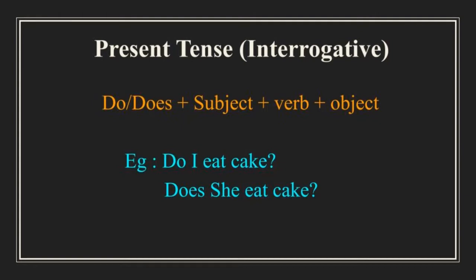And then the next example is: does she eat cake? Does is used for third person singular, and she is the third person singular. Eat is the verb, and the object is cake. Don't forget to put a question mark at the end of the statement. Does she eat cake? So students, for first person and second person we should use the auxiliary verb do at the beginning of the sentence. For third person singular we should use does. At the end of the statement, don't forget to put a question mark.